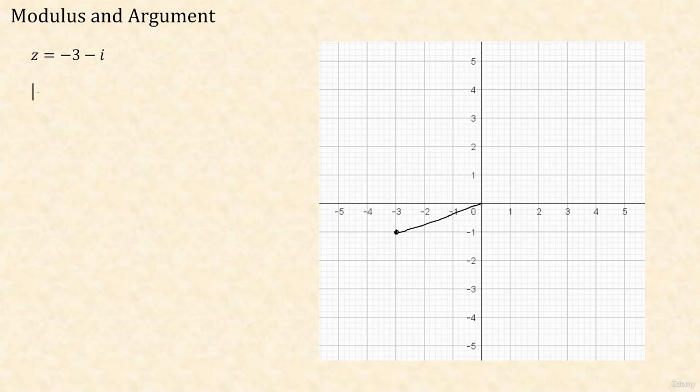Mod z is nice and easy. You don't even need to think about this one very much. It's just the square root of, don't worry about negatives even, 3 squared plus 1 squared, and that is root 10. So root 10 is our modulus, the length of our complex number, and our argument, well, here's what I mean about not getting too worried about the positives and negatives.